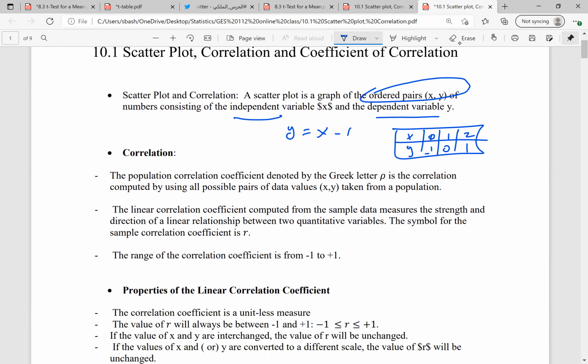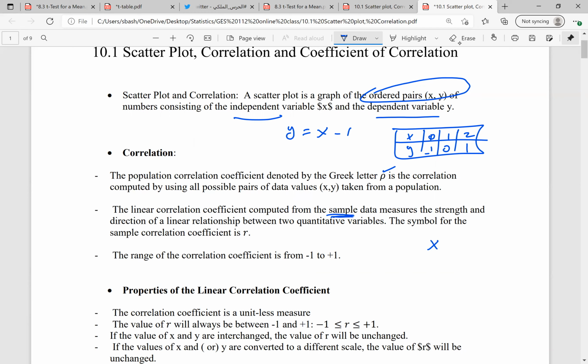For the correlation, the population correlation coefficient, denoted by the Greek letter rho, is the correlation computed by using all possible pairs of data values x, y taken from the population. We have a formula for finding the value of the coefficient of correlation. The linear correlation coefficient computed from the sample data measures the strength and direction of a linear relationship between two quantitative variables.